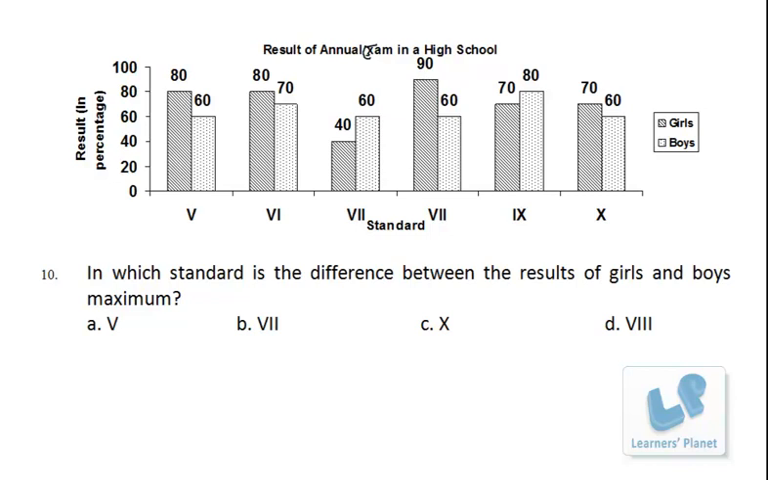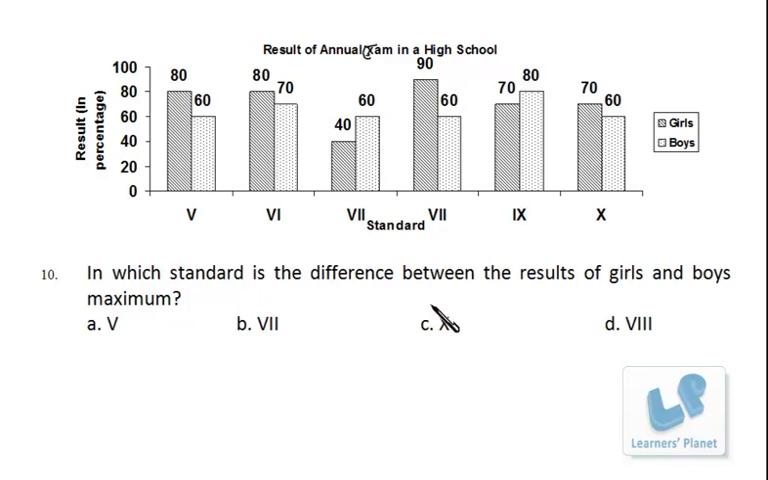Now friends, let's take another set of questions. This is a bar chart that is given to us. Here, the results of annual exams in a high school are given for various grades, say 5th, 6th, 7th, 8th, 9th and 10th. This bar graph represents the results of girls and this graph represents the results of boys, right? Now, all the data are given in percentage. Now let's take the first question.